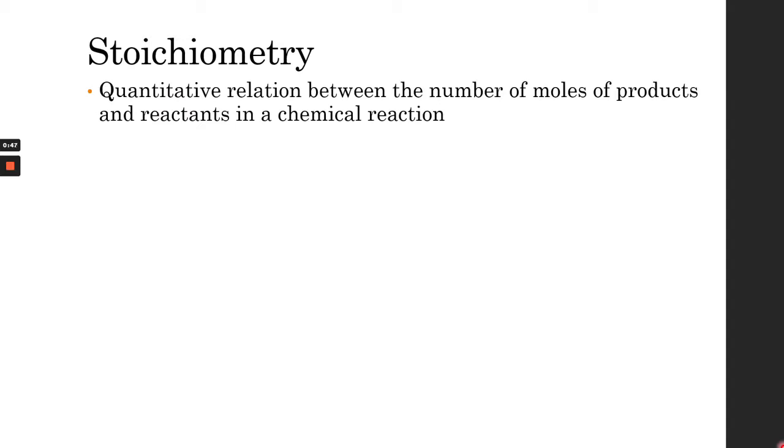Stoichiometry is basically the quantitative relationship between the number of moles of products and reactants in a chemical reaction. What that simply means is that we're looking for the relationship between the number of moles of substances present in your products and reactants. So products and reactants are basically part of what we call a chemical reaction. Reactants are the substances that you use. These reactants are the substances that you usually combine together or react together. And after they reacted, you usually end up having products.